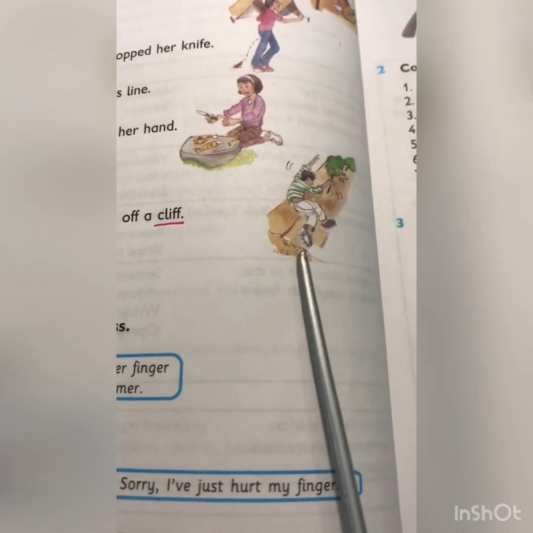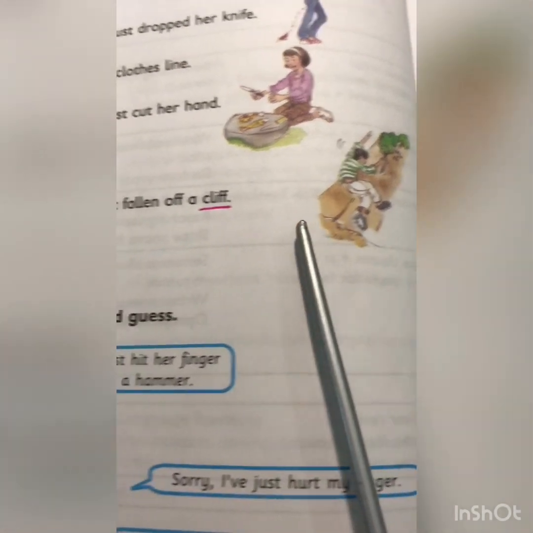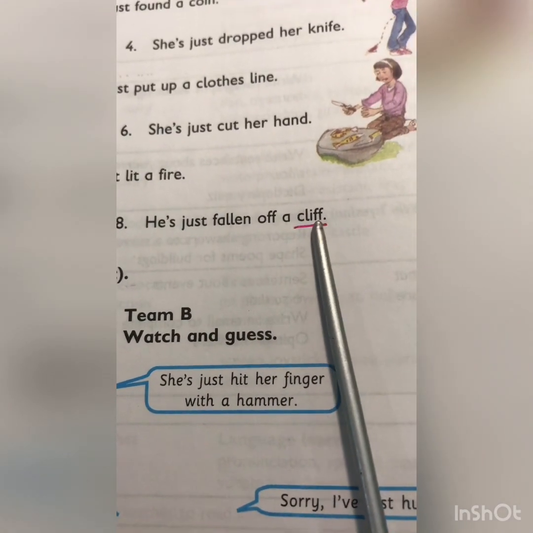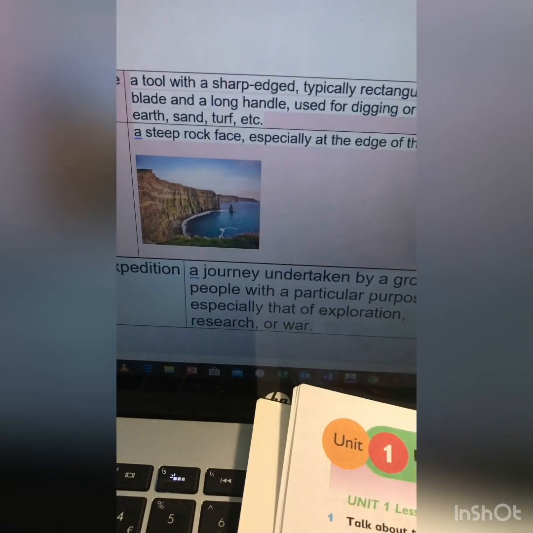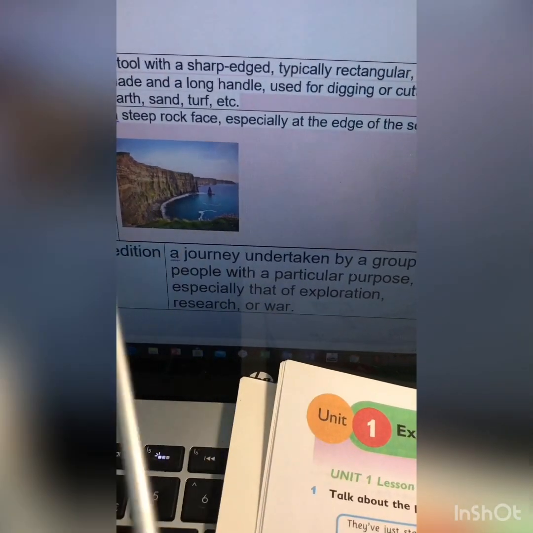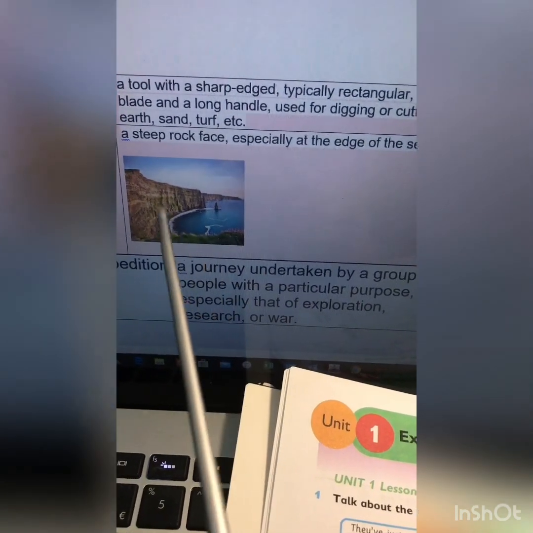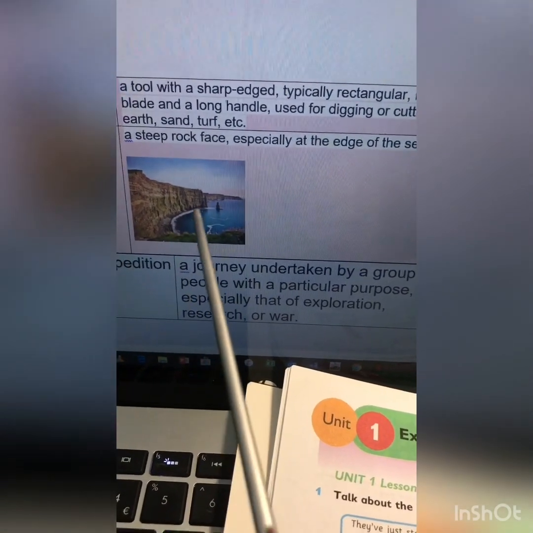Okay, the last picture. Oh my God, what happened to this boy? Let's see. He's just fallen off a cliff. What is a cliff? Here you go. A cliff is a steep rock face, especially at the edge of the sea. This is a cliff. Steep rock face at the edge of the sea.